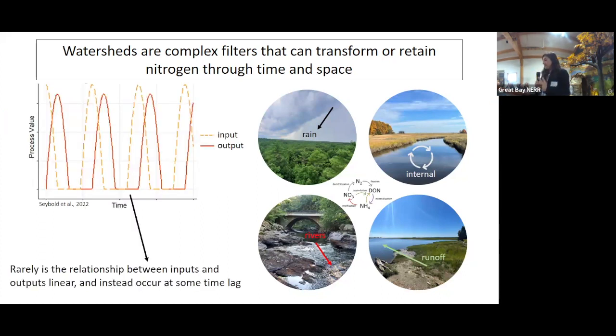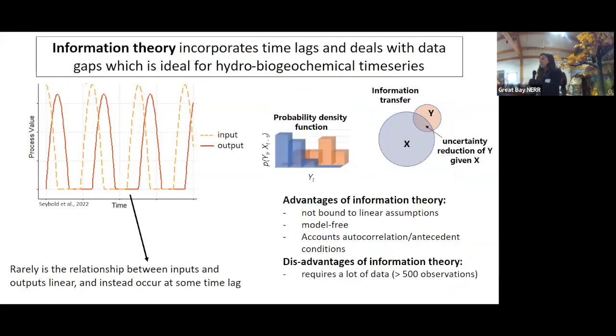And because of this complexity, rarely are the relationships between inputs of nitrogen and outputs of nitrogen linear, and instead occur at some time lag. And so with so much data at our fingertips across time and space, we need statistical methods that can identify what these time lags are so that we can start to meaningfully relate time series of inputs and outputs in our watershed. So we've been playing around with information theory.